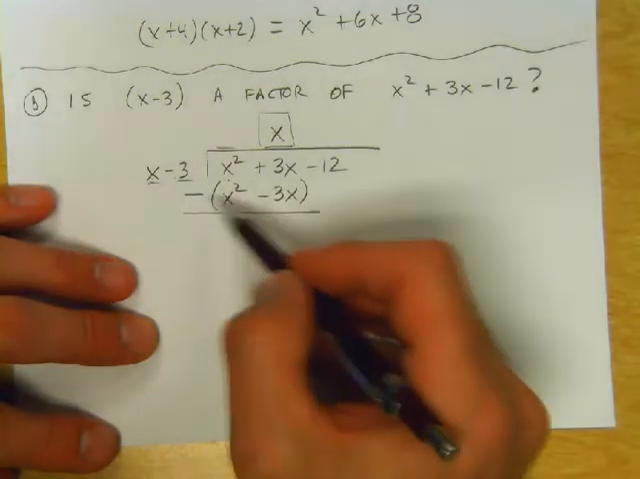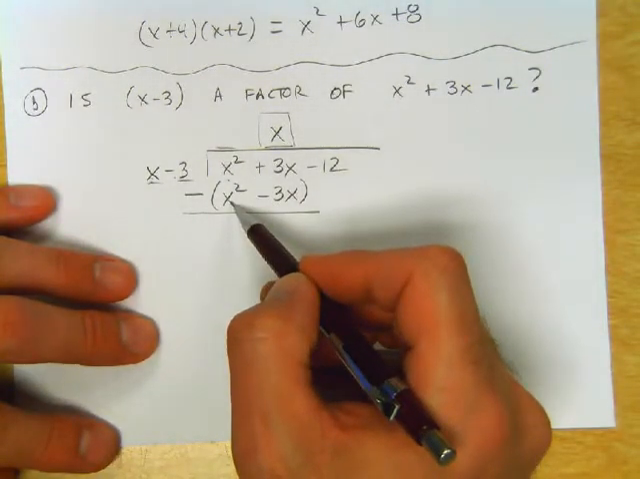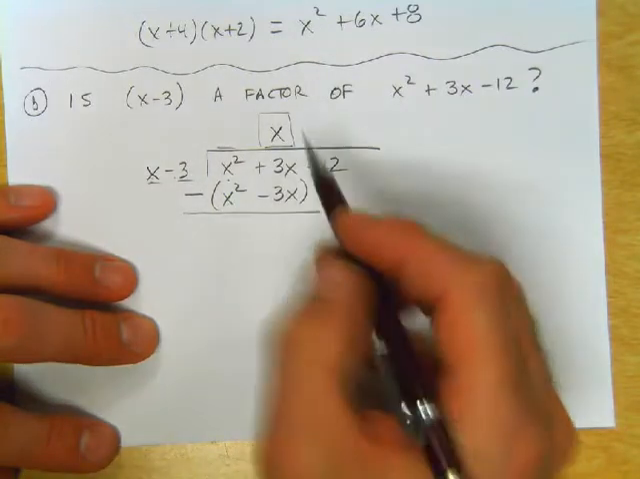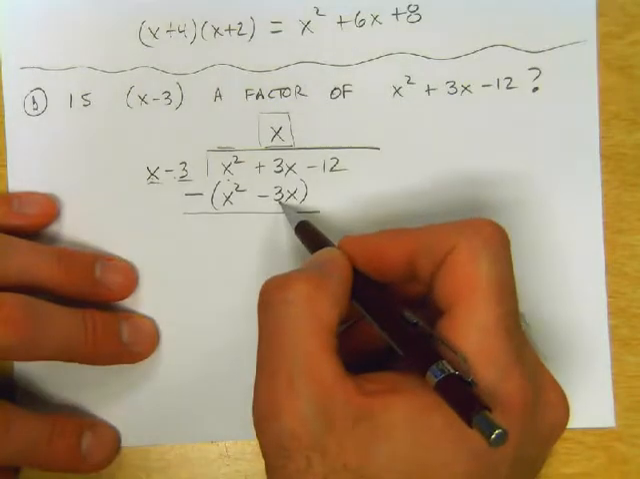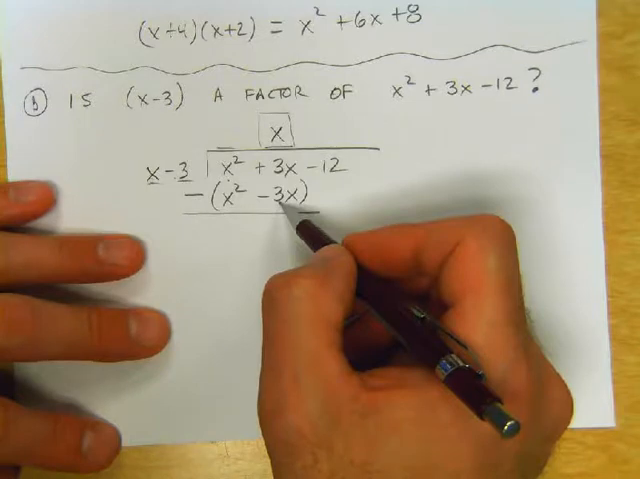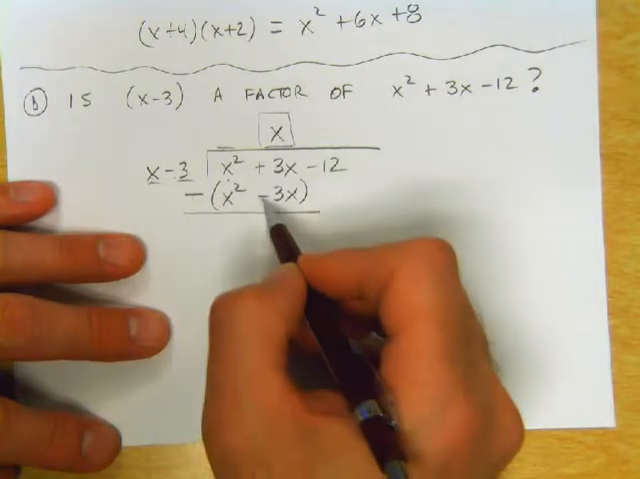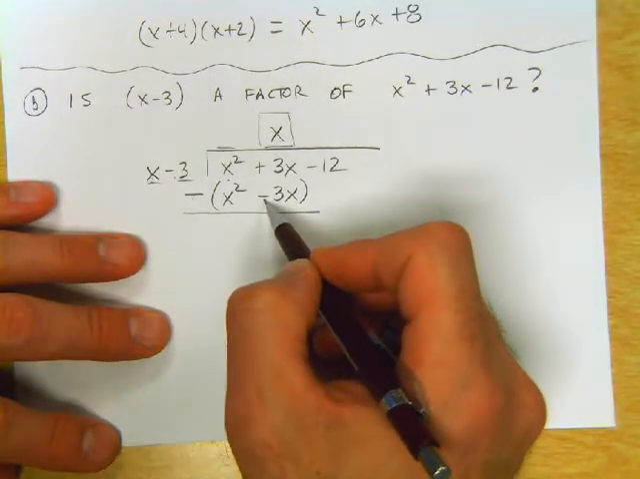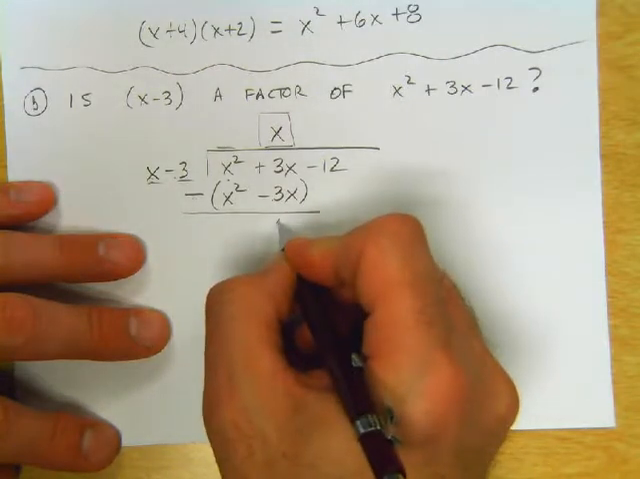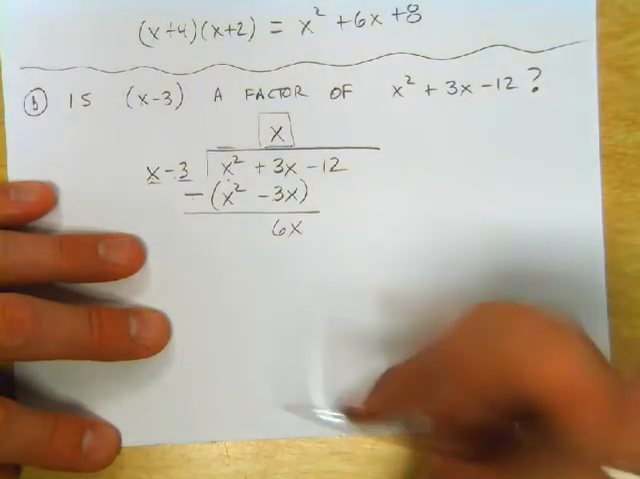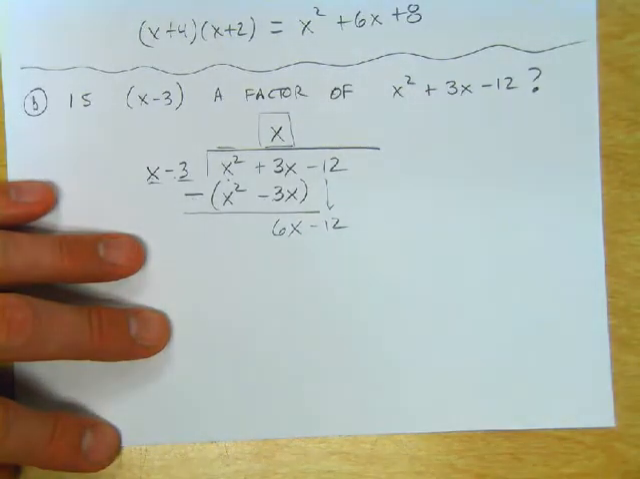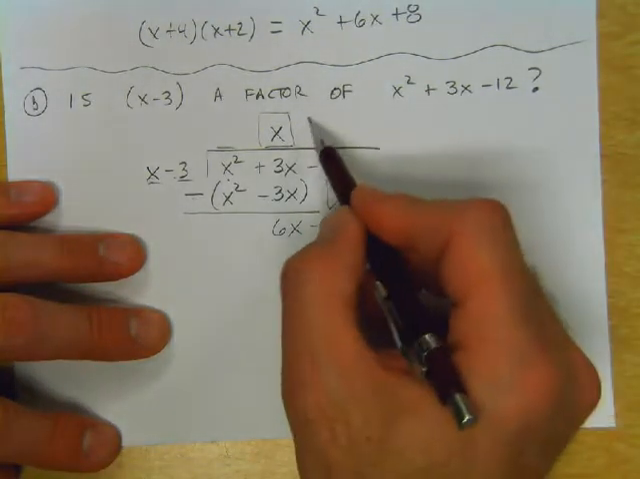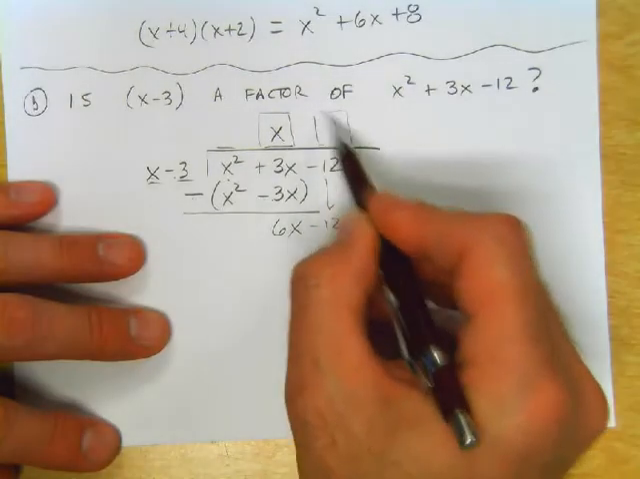3x minus a negative 3x is, well, minus minus is positive, right? So 3 plus 3 is 6x. Drop the negative 12. Then ask, what times x equals 6x? Yeah, we need a positive 6.